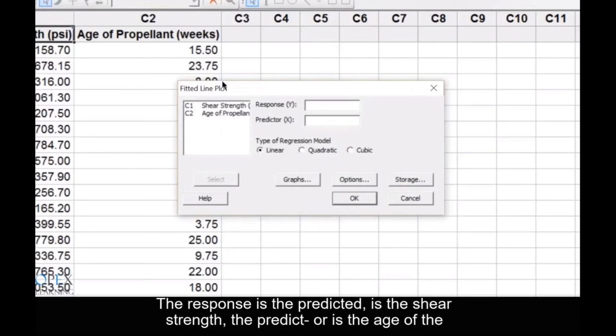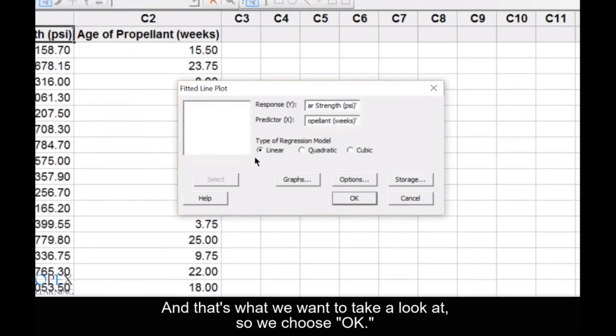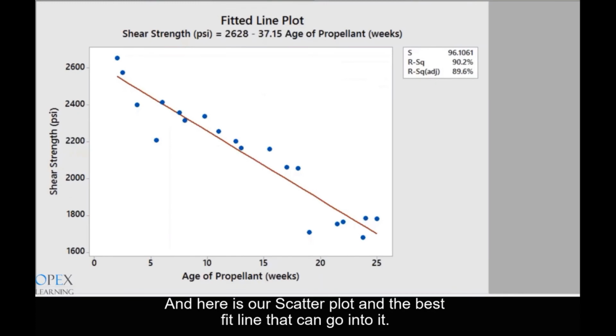The response is the shear strength. The predictor is the age of the propellant. We're only looking at linear models here, we're not going further. And that's what we want to take a look at. So we choose OK. And here is our scatter plot and the best fit line that can go into it.